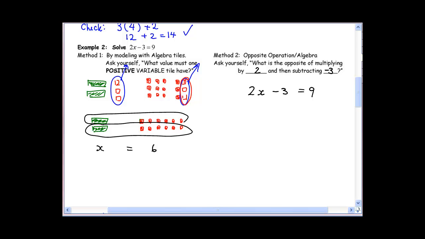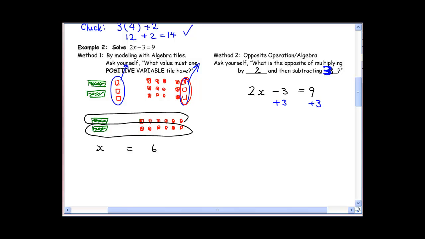Oops, by the way, here, this should be just a 3, not subtracting negative 3. My fault. Change it, please. So what's the opposite of subtracting? What am I doing? You're right. Oh no, I'm wrong. Yeah, subtracting 3. So what's the opposite of subtracting 3? It's adding 3.